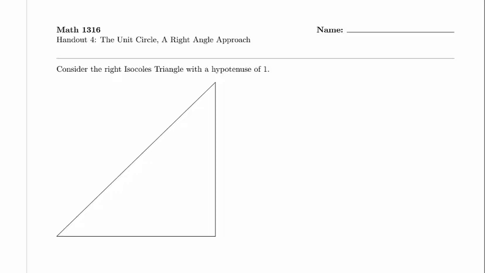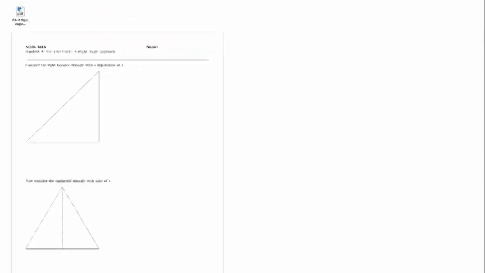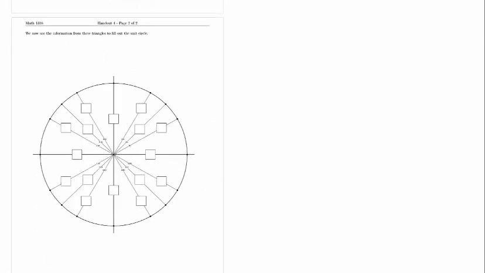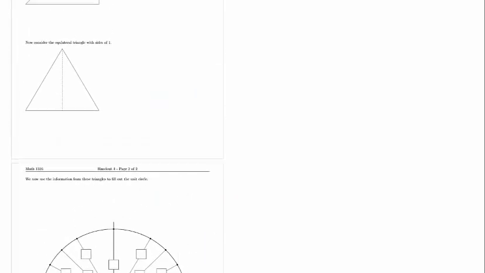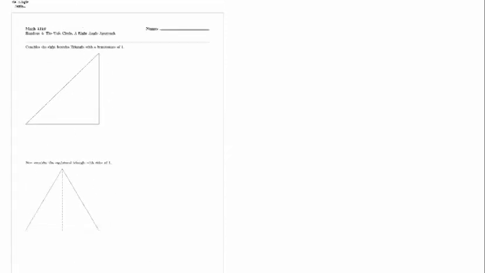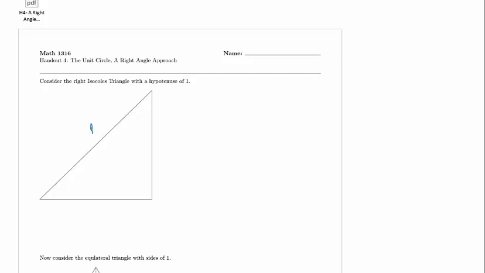This one we're going to use triangles. First we have an isosceles triangle with a hypotenuse of 1. Then we use an equilateral triangle. And we're going to use that to fill in this unit circle on the back side of the handout here. And you may notice that I have these at pretty much the same scale. Unit circle is a radius of 1. And you may notice that's about the same length as that right there. There we go. Our right triangle of 1.